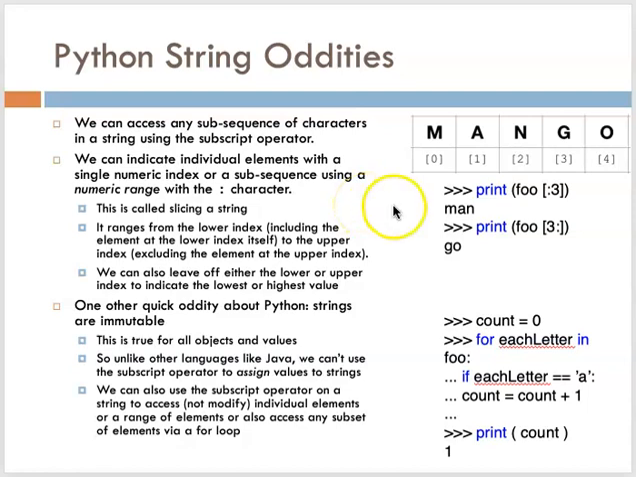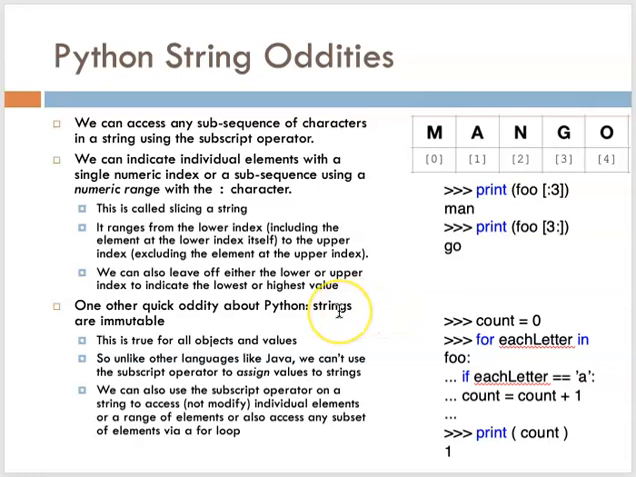And as we said, it ranges from the lower index all the way to the upper index -1. And if you leave off one of those indices, if you leave off the first one, for example, it starts from the beginning. If you leave off the second one, it assumes you mean to go to the end.